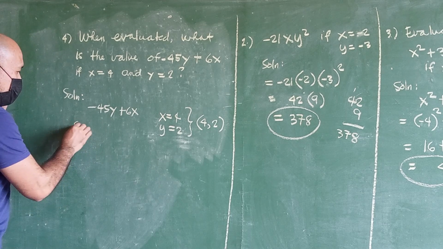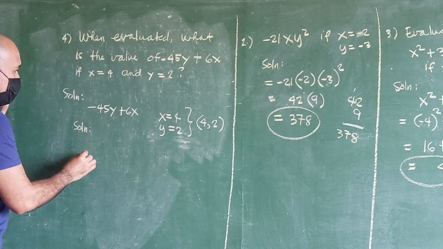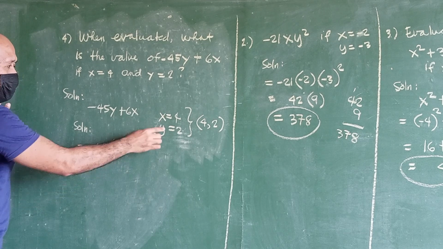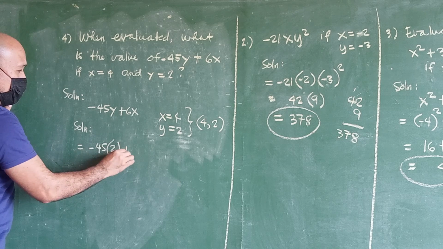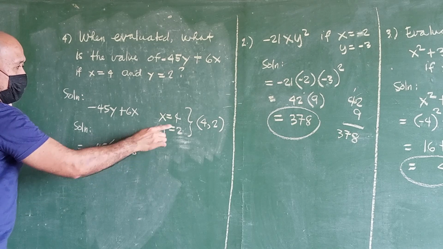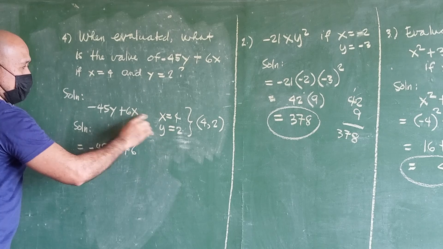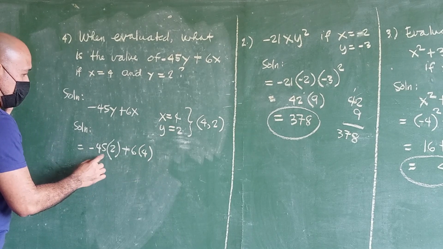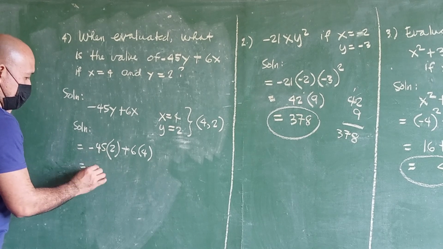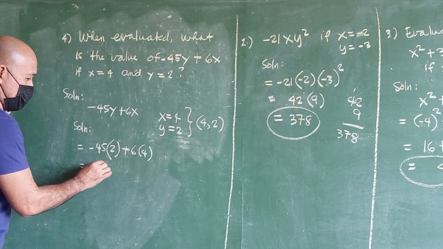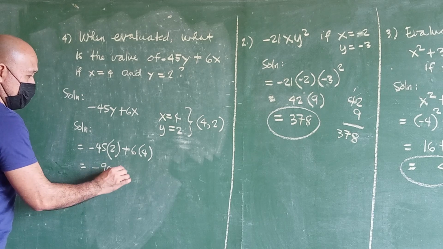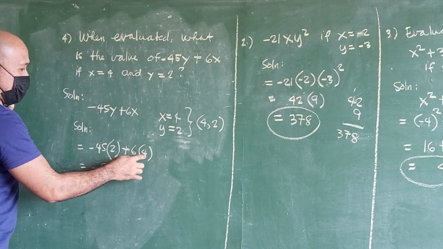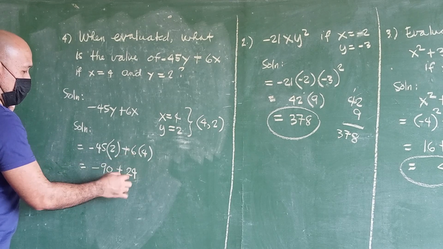And then substitute the given values, and this will become negative 45 times your y, which is equal to positive 2, and plus 6 times your x, which is equal to positive 4. So you can see the result is, okay, negative times positive is negative, and 45 times 2, this is 90. Plus 6 times 4, that is 24. Since the two integers here are all positive, your answer is positive.